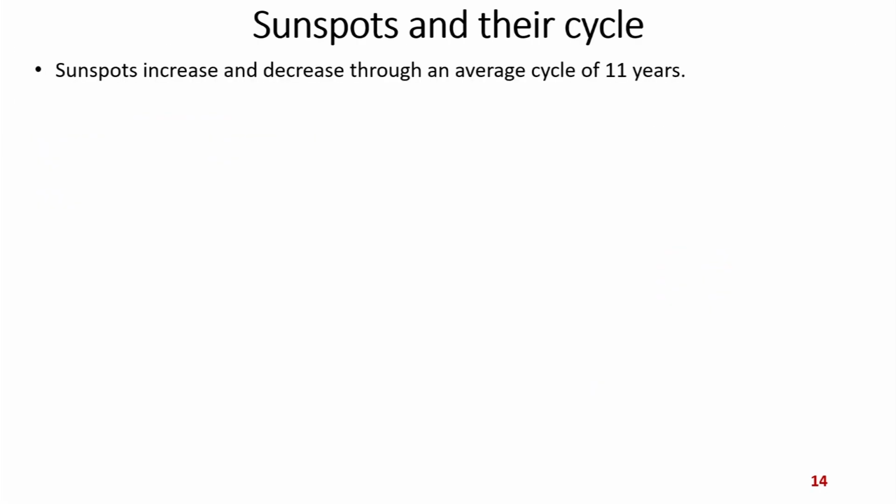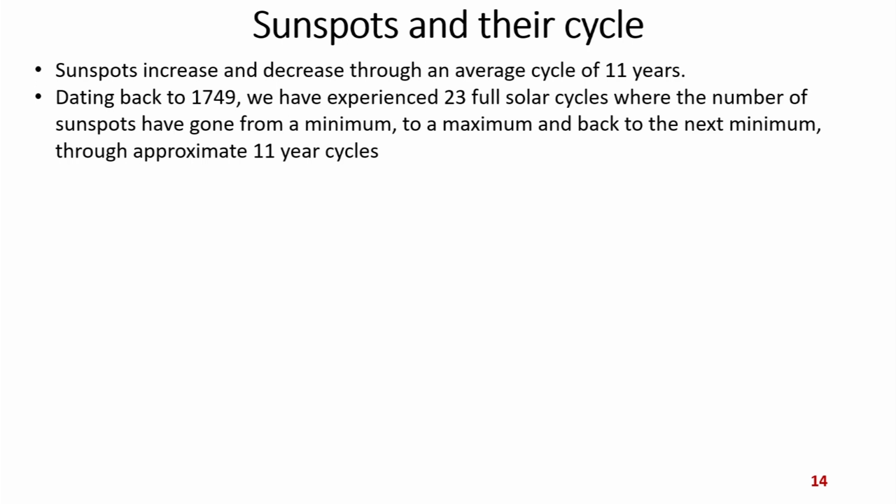So, what are sunspots and their cycle? These sunspots increase or decrease through an average cycle of 11 years. If you see, it is dating back to 1749. We have something like 23 full solar cycles, where the number of sunspots has gone from a minimum to a maximum and back to the next minimum through an approximate 11-year cycle. This is called the sunspot cycle, the 11-year cycle.